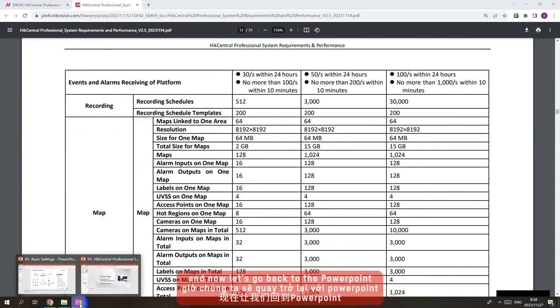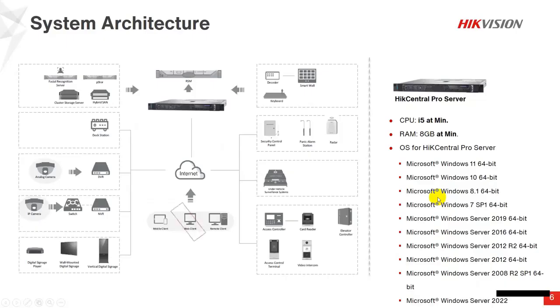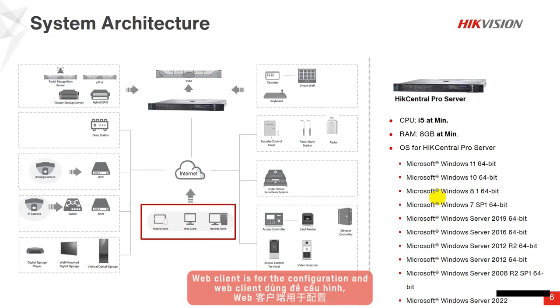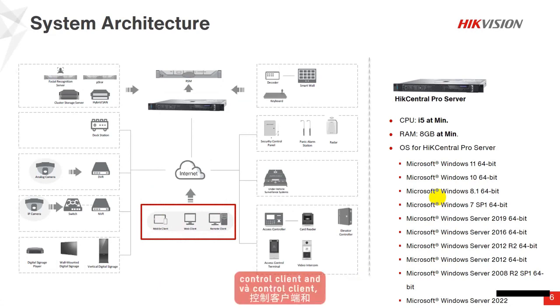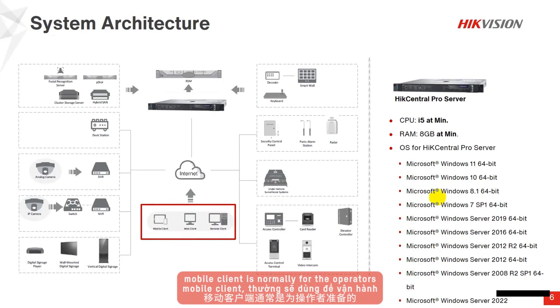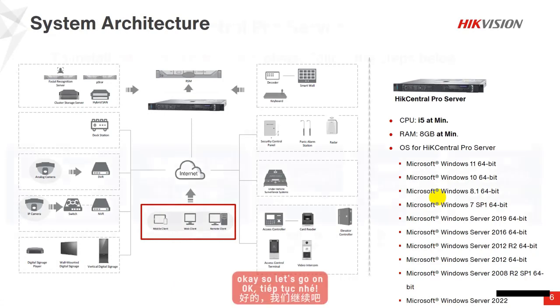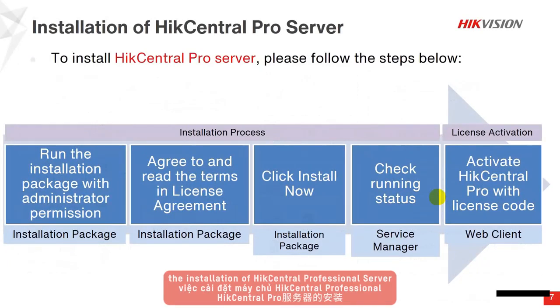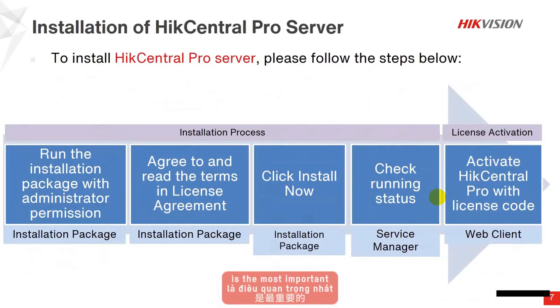And now let's go back to the PowerPoint. Okay, so mobile client, web client, and remote client. Web client is for the configuration, and control client and the mobile client is normally for the operators. Okay, so let's go on. Like we mentioned, the installation of Hikcentral Professional Server is the most important installation work. Okay, so you can follow the steps below to finish the installation.